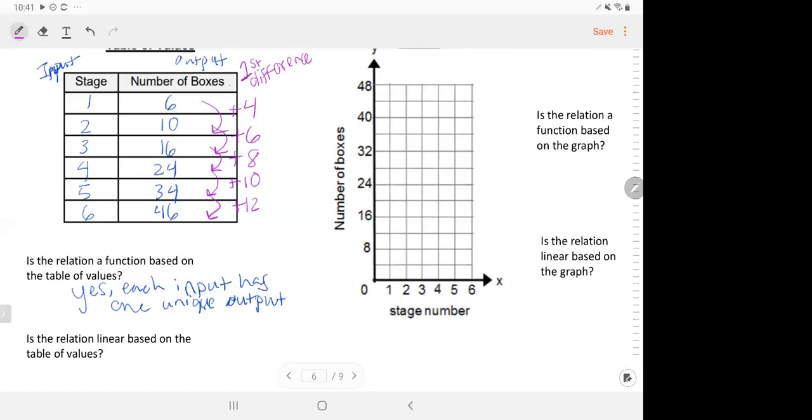So you might notice there's actually a pattern here. And in high school, you'll actually take the second difference, so you'll find the difference between the first differences, because every single time I'm adding 2. Right now, we're just going to know that this is not linear because the difference between the number of boxes is not constant, or the first difference is not constant. So I'm going to say no. The first difference is not constant.